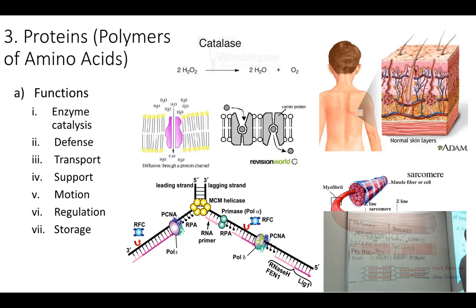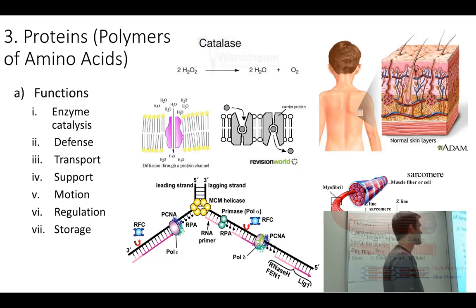This is hydrogen peroxide, which is a destructive molecule. If you don't break it down into water and oxygen, it will start destroying the cell. So we have the enzyme catalase to break that down. Proteins are also important for defense, including antibodies to help fight microorganisms, viruses, and bacteria. They're important for transport, so they are embedded within the membranes of cells to allow things in and out of the cell.